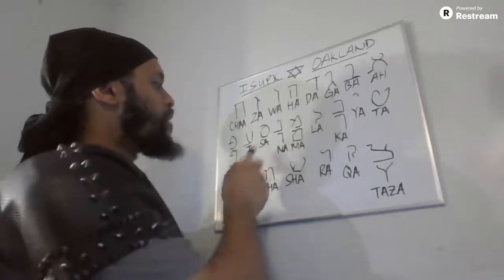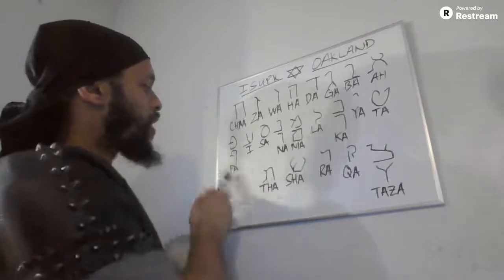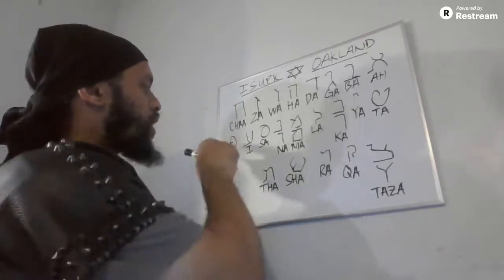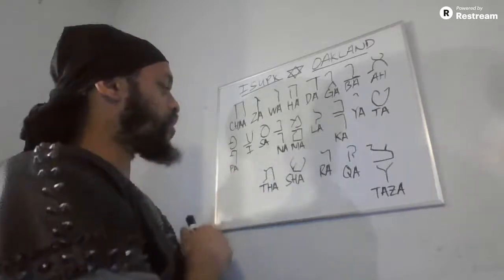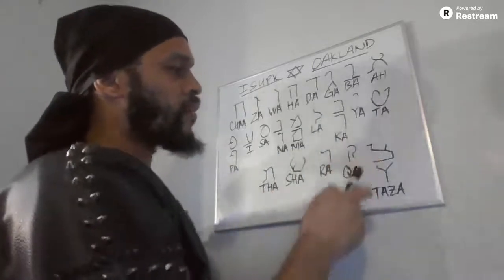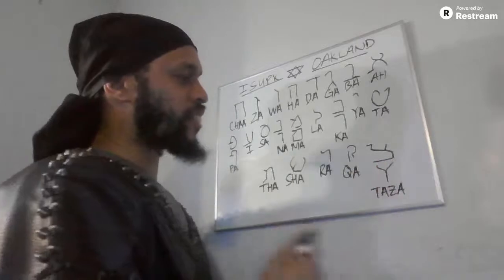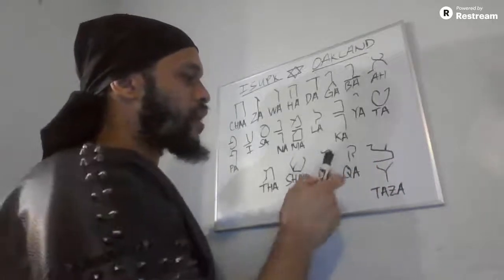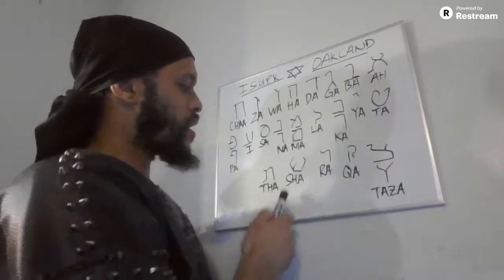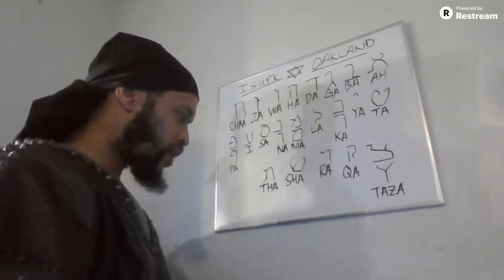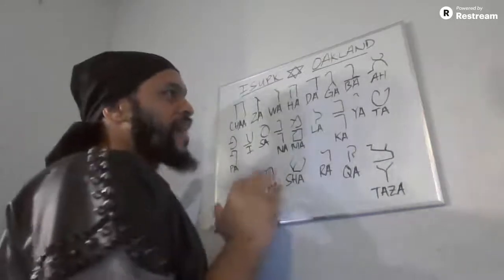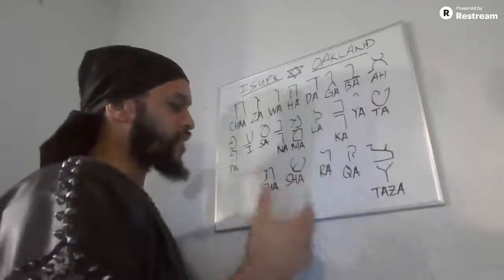You got the Sa, I, Pa when it's at the end. Instead of looking like an upside down G, it looks like a bow, a shepherd's bow. Taza when it's at the end looks like an exaggerated Y. Qua, Ra, Sha, and Tha. All right, so they have a dot system, but we don't use that dot system.